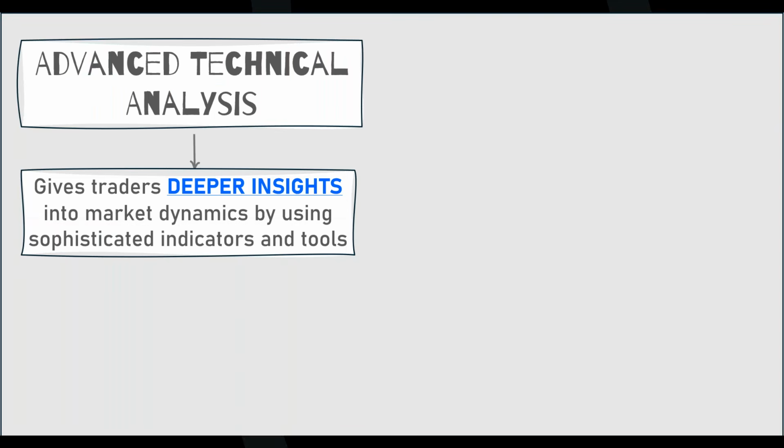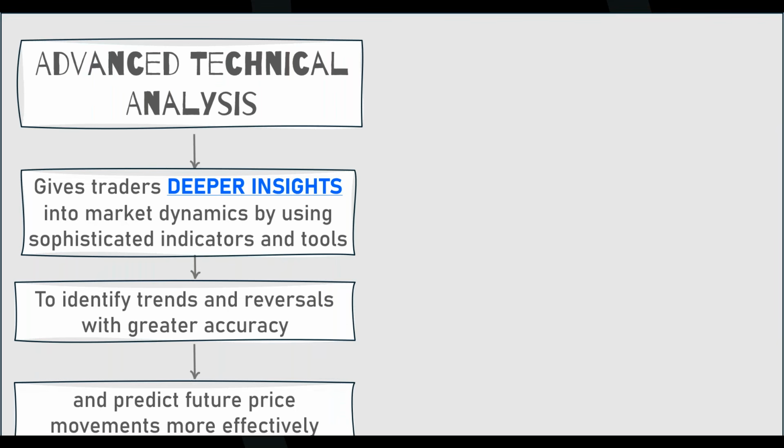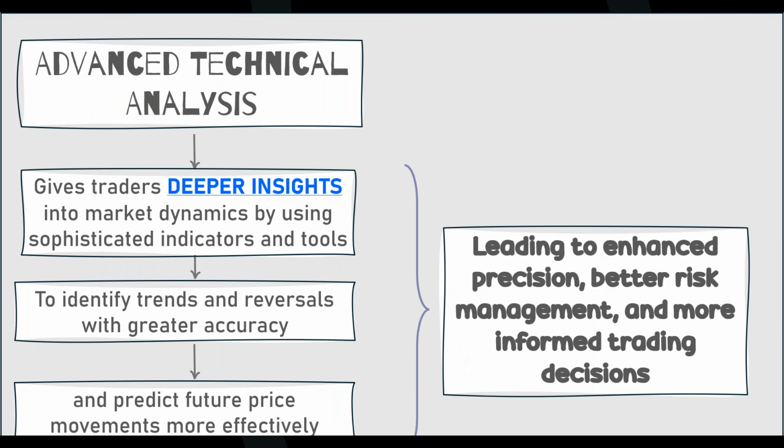Advanced technical analysis gives you deeper insight into market dynamics using sophisticated indicators and tools. They also help identify trends and reversals with greater accuracy, and they help you predict future price movements, leading to enhanced precision and better risk management, because you then know when you should be selling the investment or trade if it breaches through, or your indicator starts telling you to sell.